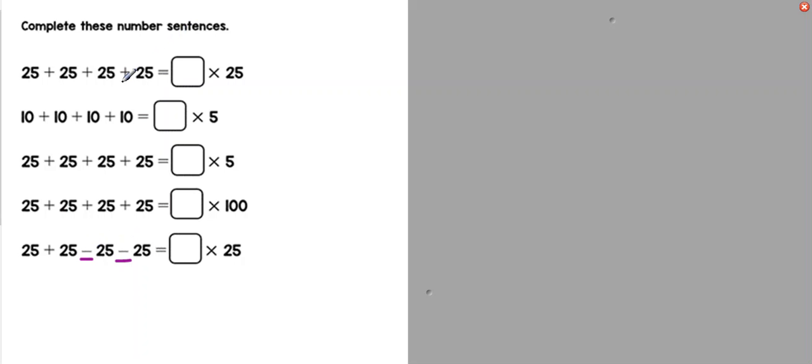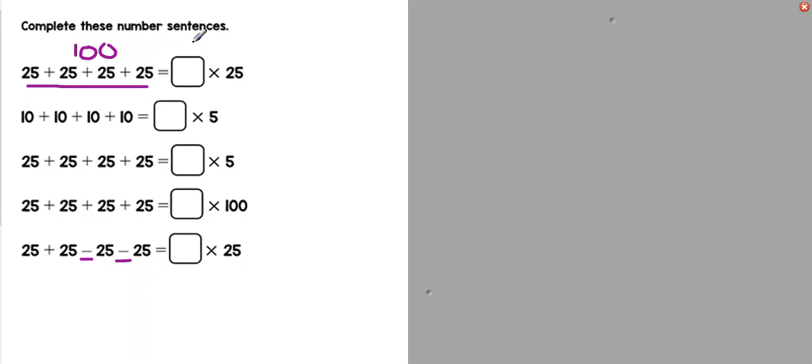If I were you, how I would calculate this one is I would first of all work out the total of this side for each one. Okay? Once you've done that and you've worked out what your total is, then you can work out what you need to multiply by 25 to get the same answer. So here, for example, we've got 25 add 25 add 25 add 25, which is 100. Okay?